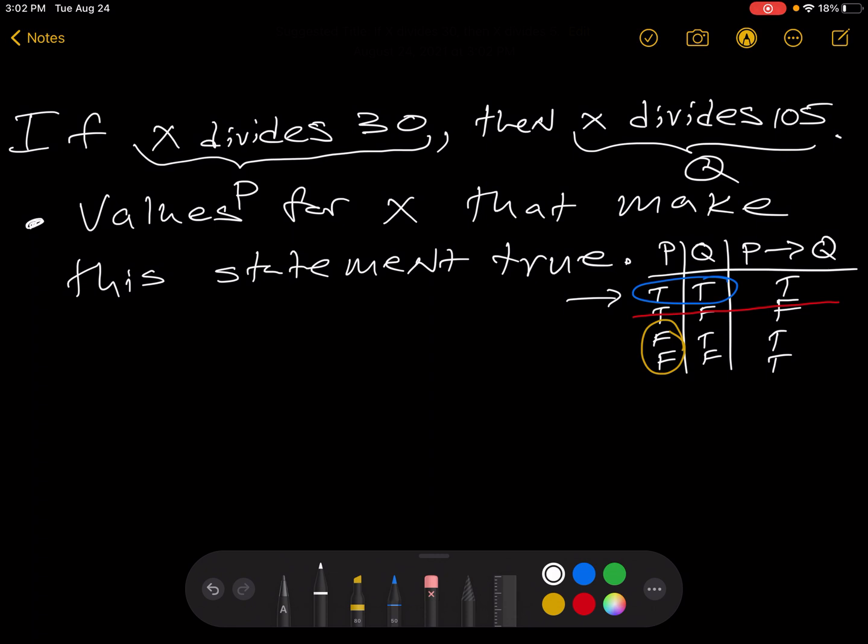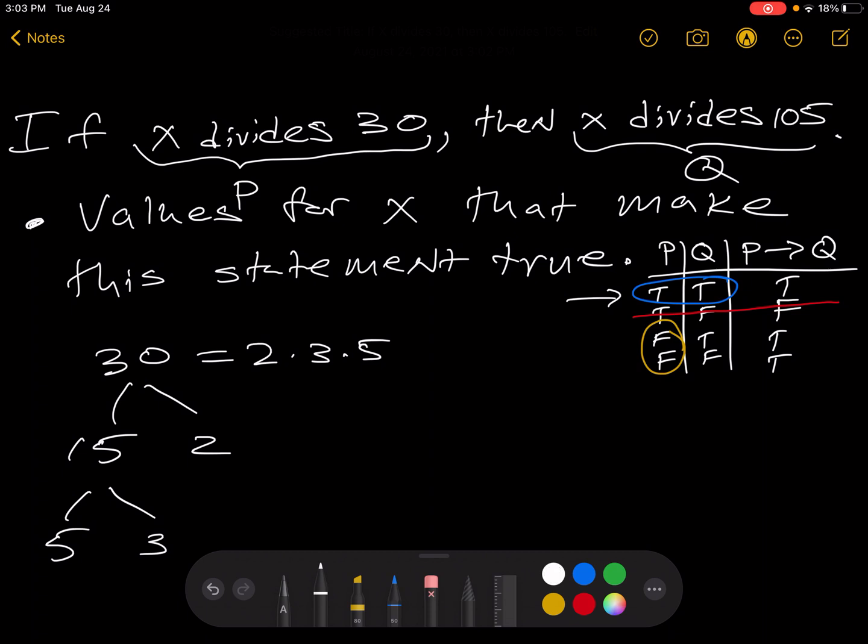All right, so a nice way to do that is to look at the prime factorizations of 30 and 105. Okay, 30, this is 15 and 2, 5 and 3. So 30 is 2 times 3 times 5.